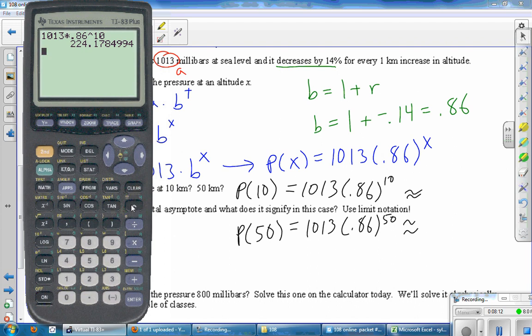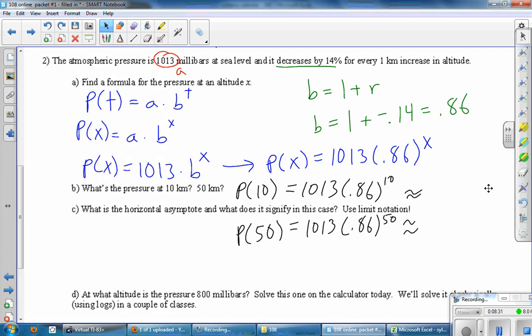Okay, so about 224 and change, that many millibars was the first answer, and then second enter, we'll make it so I don't have to retype everything, but just change the 1 into a 5. Ooh, big difference. So about 224.2, and then 0.5 is the second answer.